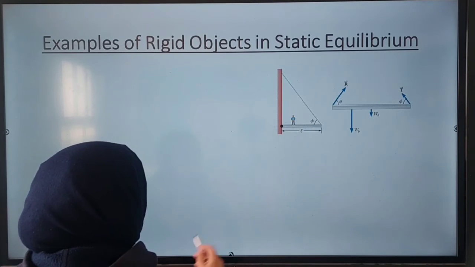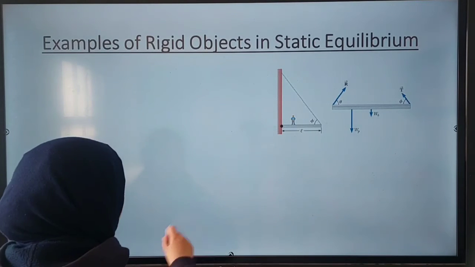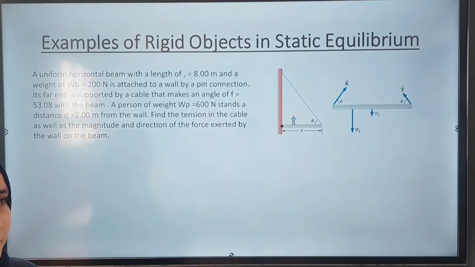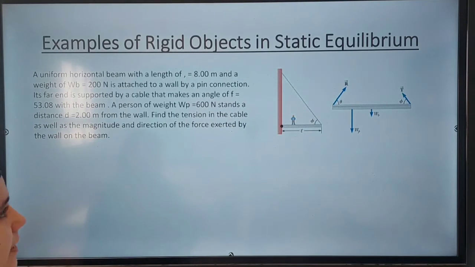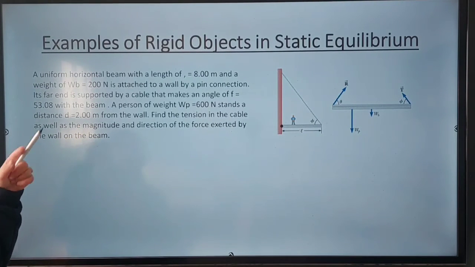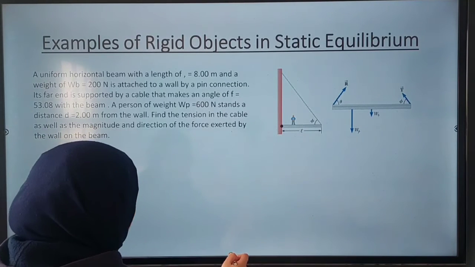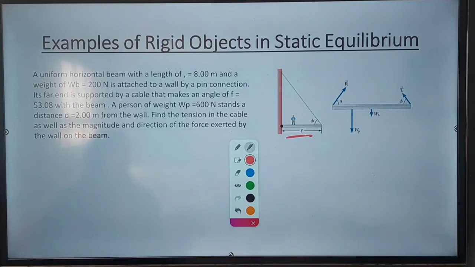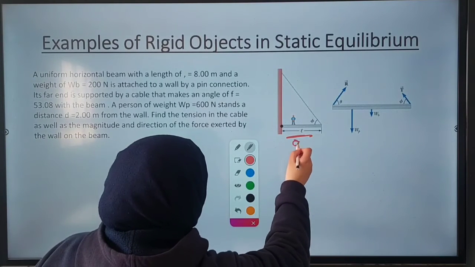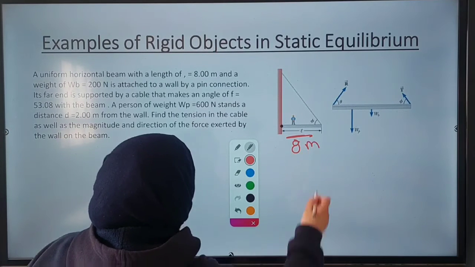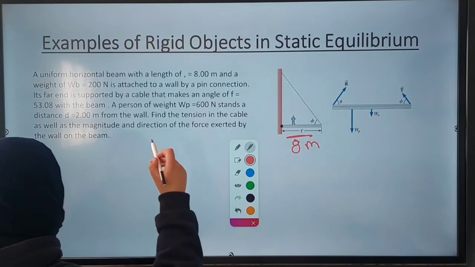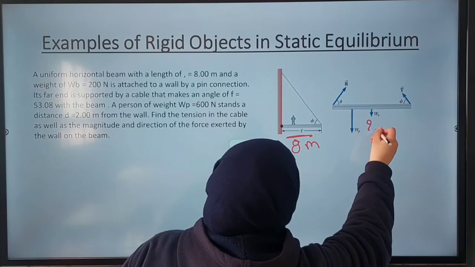Here is the second example of static equilibrium in rigid objects. It says a horizontal beam with length L, that is a horizontal beam of 8 meters, and the weight of the beam is 200 N.